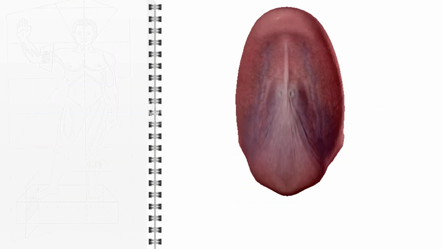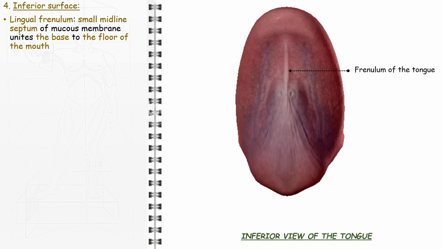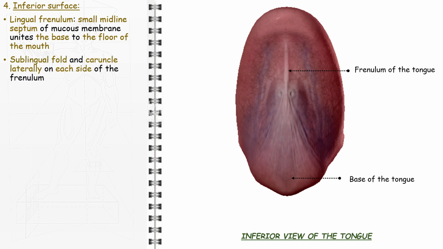At the inferior surface of the tongue, the lingual frenulum is a small midline septum of mucous membrane that unites the base to the floor of the mouth. The median longitudinal sulcus may be absent. The sublingual fold and caruncle lie laterally on each side of the frenulum near the base of the tongue. Near the apex is the large eminence of the genioglossus and hyoglossus muscles. Here the sublingual veins are quite visible under the transparent mucosa.